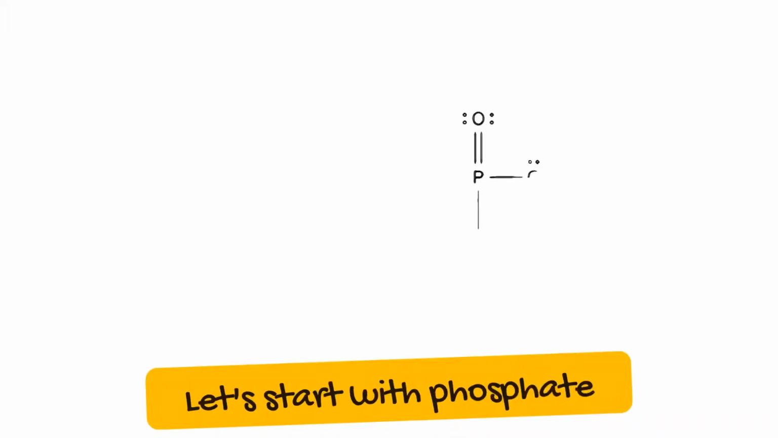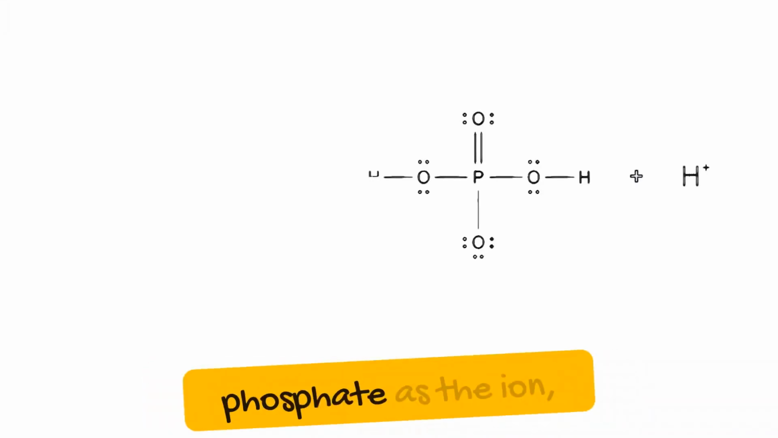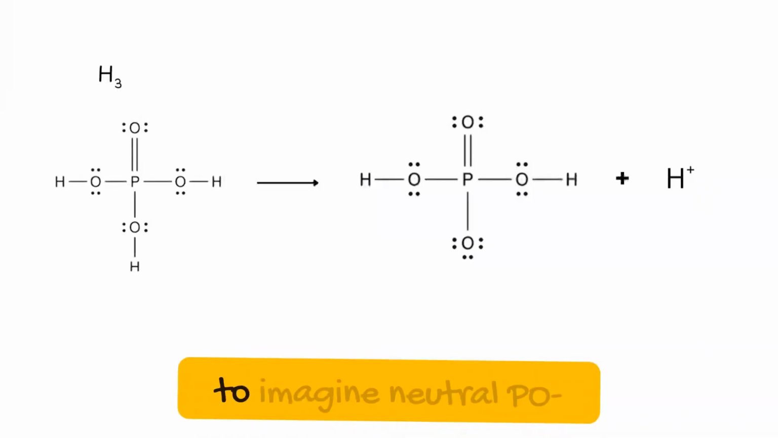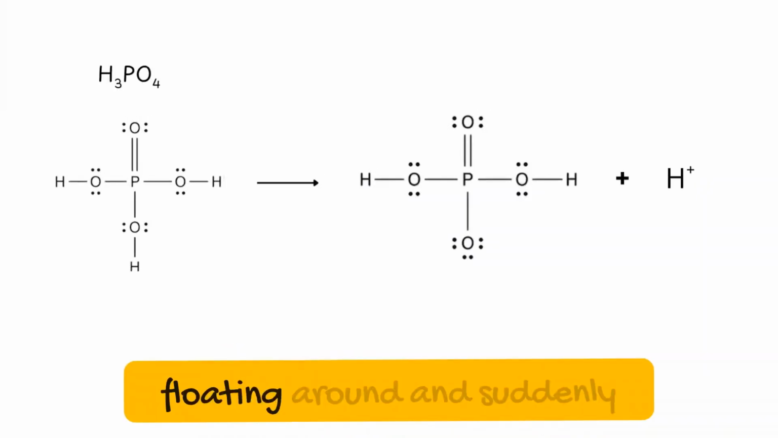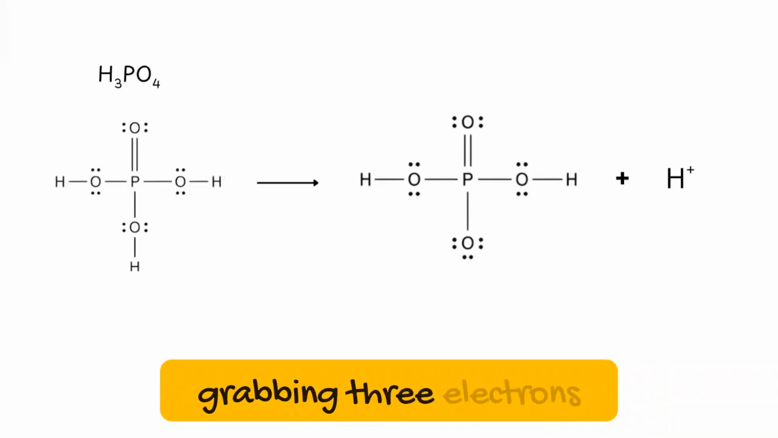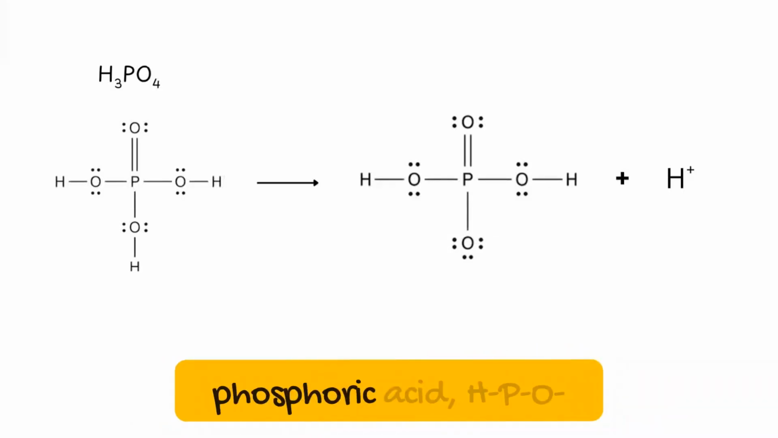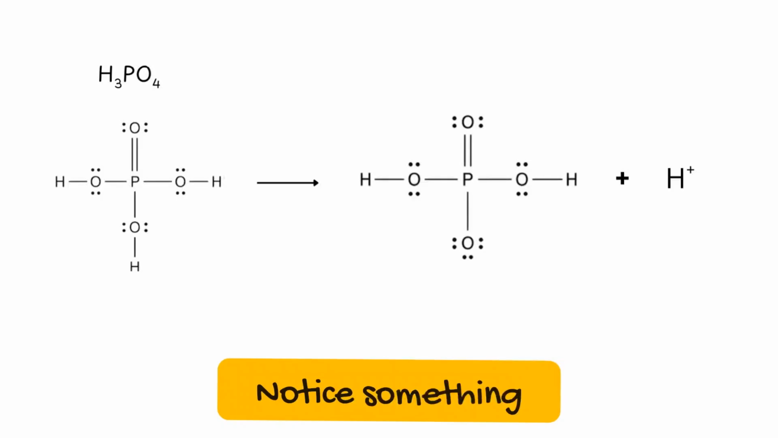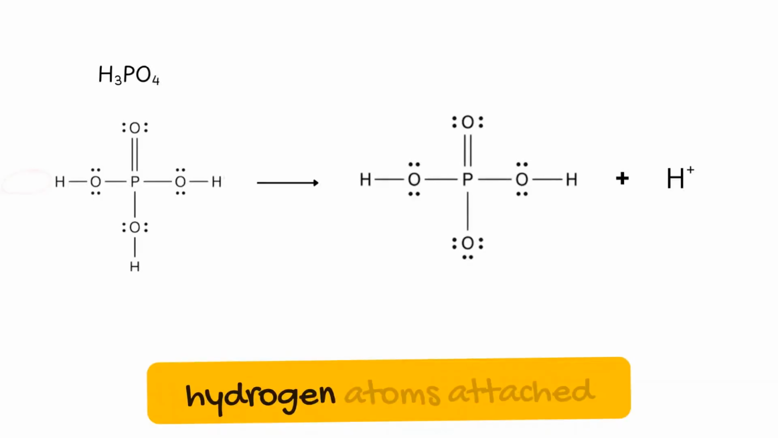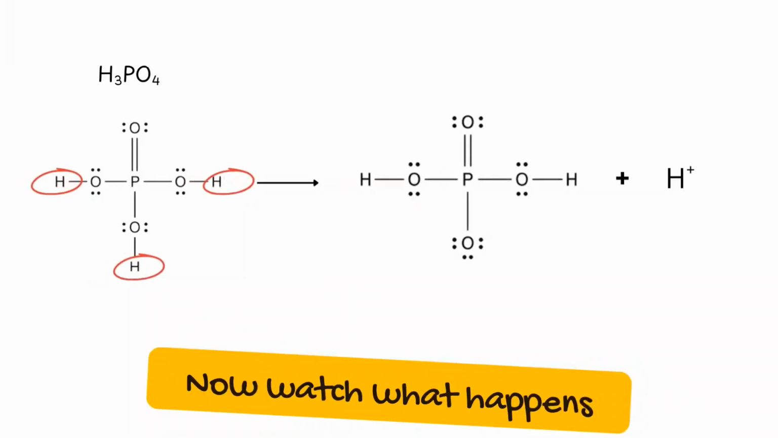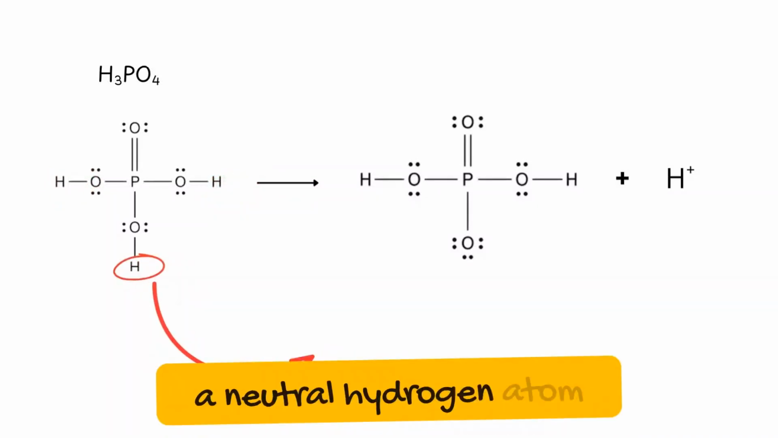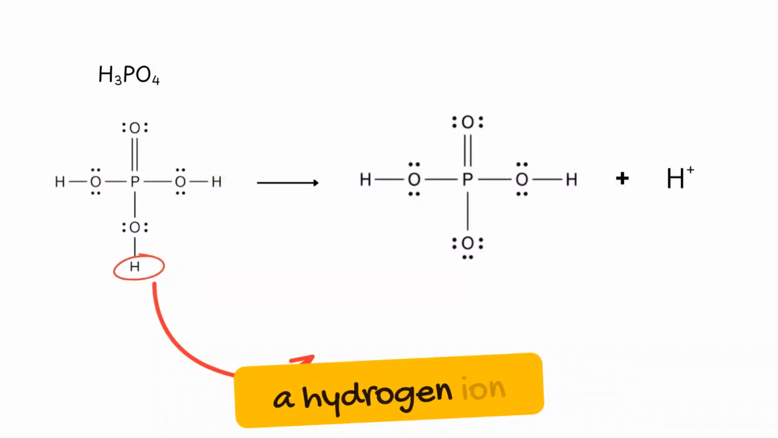Let's start with phosphate. Most people first encounter phosphate as the ion, PO₄³⁻. But we don't have to imagine neutral PO4 floating around and suddenly grabbing 3 electrons. We actually start from phosphoric acid, H3PO4. Notice something. This molecule has 3 hydrogen atoms attached. Now watch what happens. The first hydrogen leaves. It leaves not as a neutral hydrogen atom. It leaves rather as a hydrogen ion.